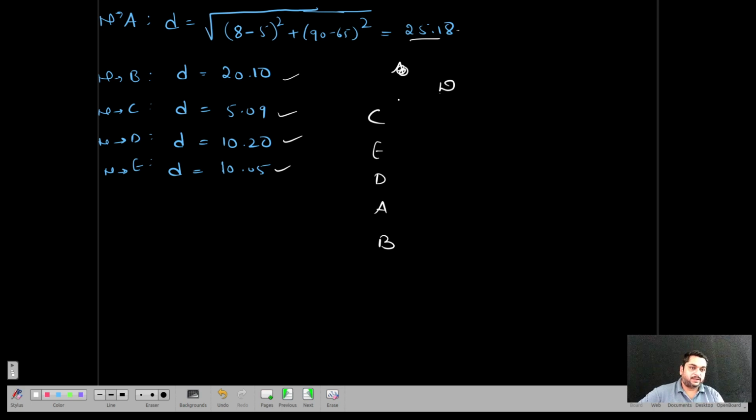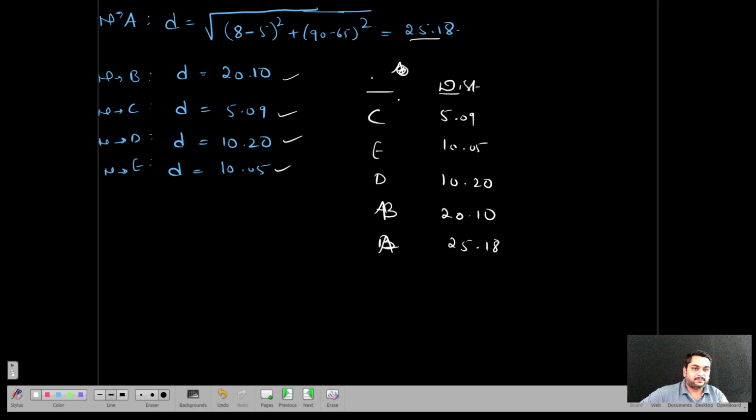And what is the distance value? So the distance is 5.09, 10.05, 10.20, 20.10, and then 25.18. This is A actually, and this is B. Now these are my data points, and this is the distance.